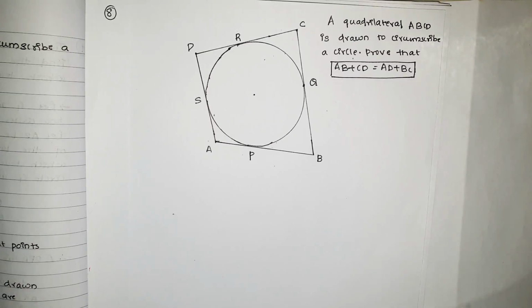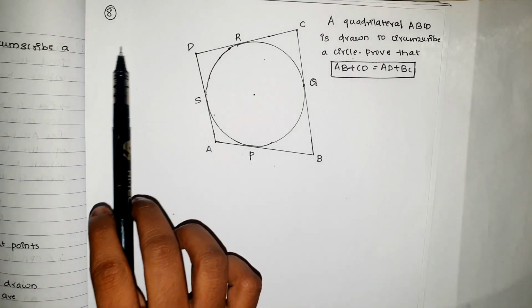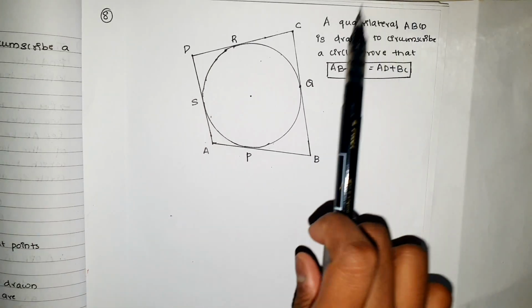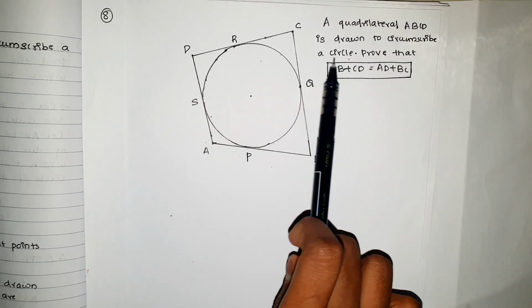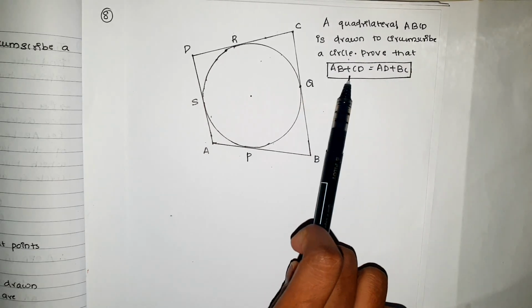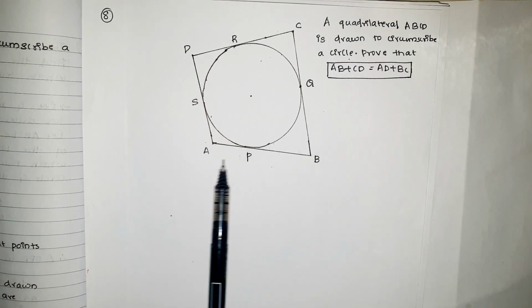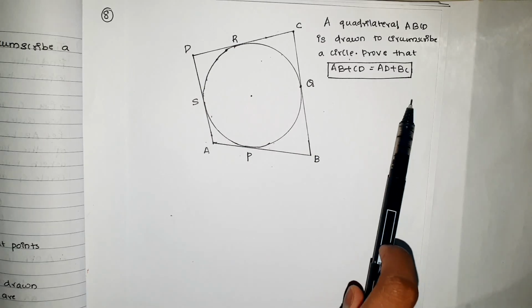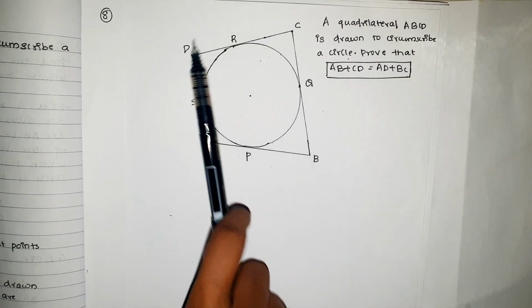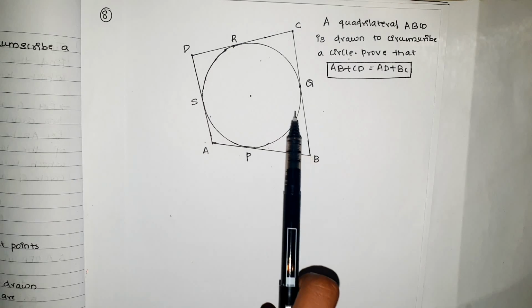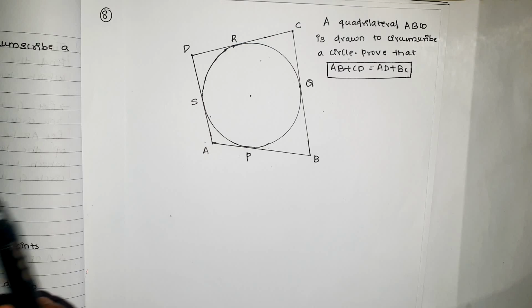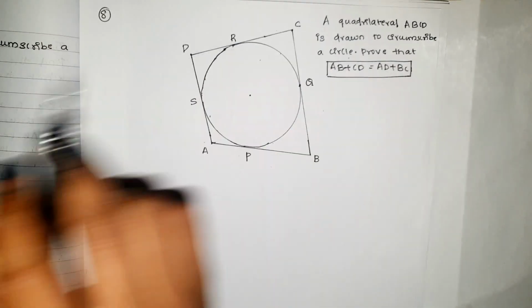We are discussing exercise 10.2 of circles class 10. So let's move on to the next question, question number 8. A quadrilateral ABCD is drawn to circumscribe a circle. Prove that AB plus CD is equal to AD plus BC. So, a circle is drawn inside a quadrilateral and this is a thing which we have to prove.